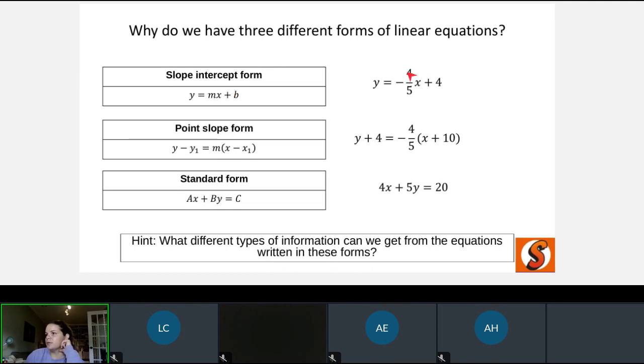m is your slope, the number in front of x, and the number at the end is your y-intercept. We also have point slope form, which is y minus y1 equals m times x minus x1. In this representation, if that minus sign turns to a positive, that means your y value was a negative. So the point plugged into this point slope form would be -10, -4.